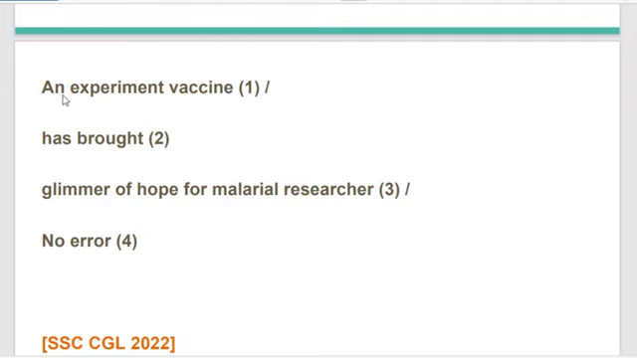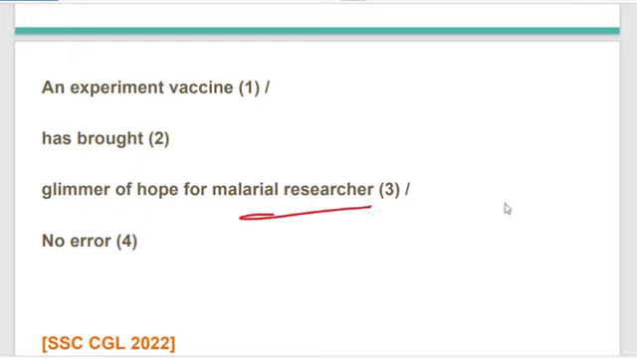Now this is another very easy and definitely very important question. And this question has come on SSC CGL 2022. So it's a question of 2022. Now this is a little different but not difficult. An experiment vaccine has brought glimmer of hope for whom?